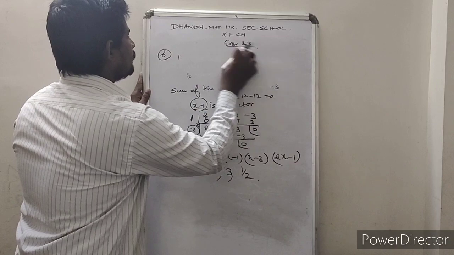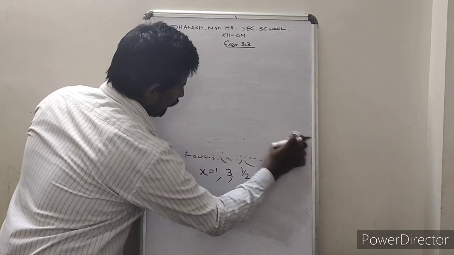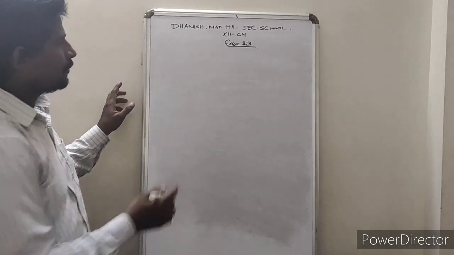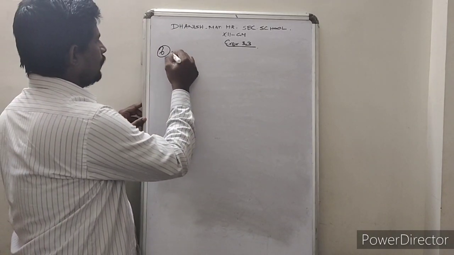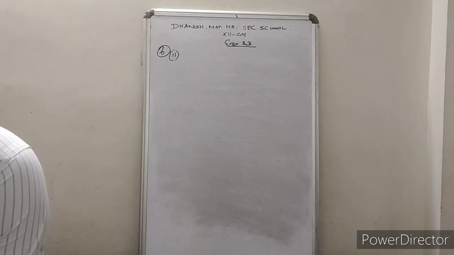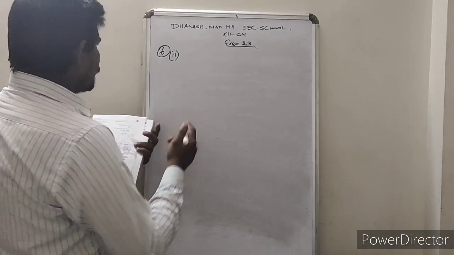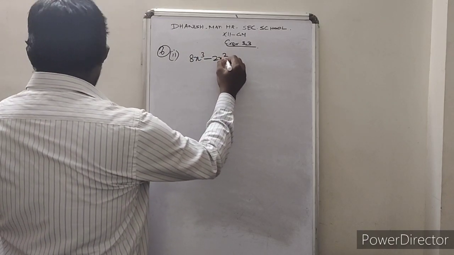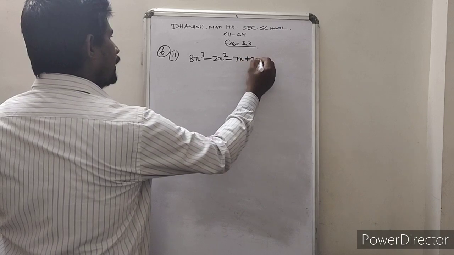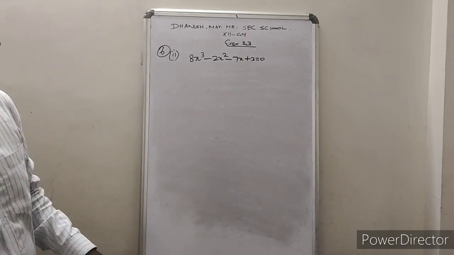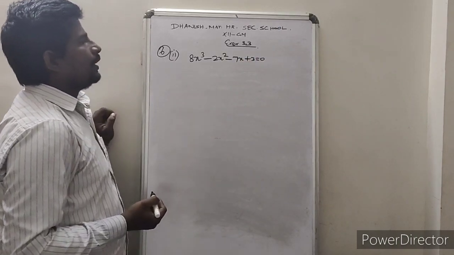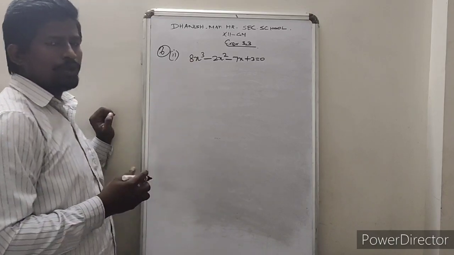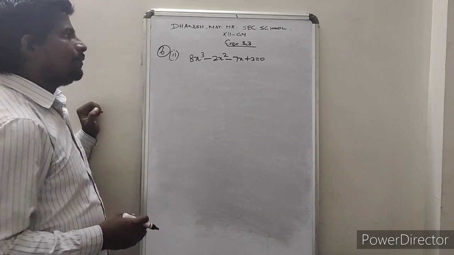Then look at the second one. 8x cube minus 2x square minus 7x plus 3 equal to 0. Now here we can't get the sum of the coefficients as 0. So I am going to do this by some other method.